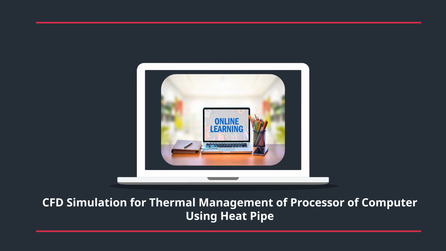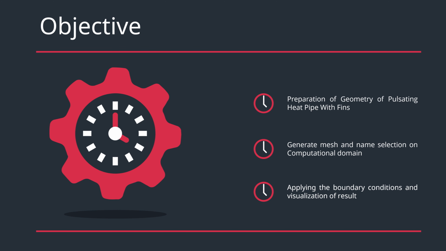CFD simulation for thermal management of a processor of a computer using a heat pipe. The first objective is preparation of geometry, which is attached with the fins and which is further connected to the processor, which acts as a heat source. Then generate mesh, name selection on the computational domain, apply the thermal boundary conditions, and visualize the results.